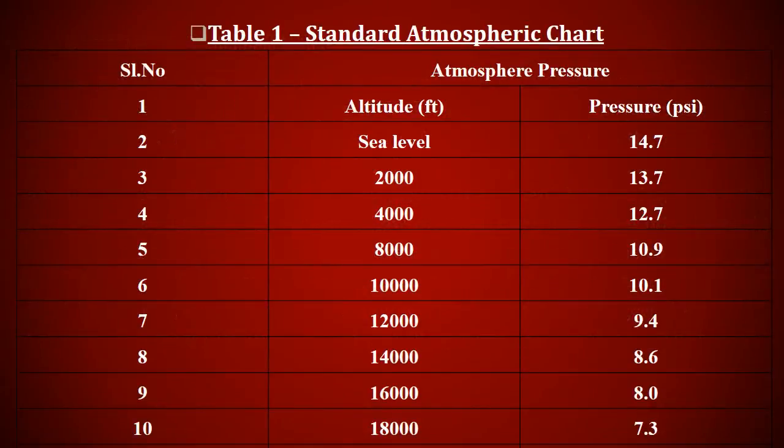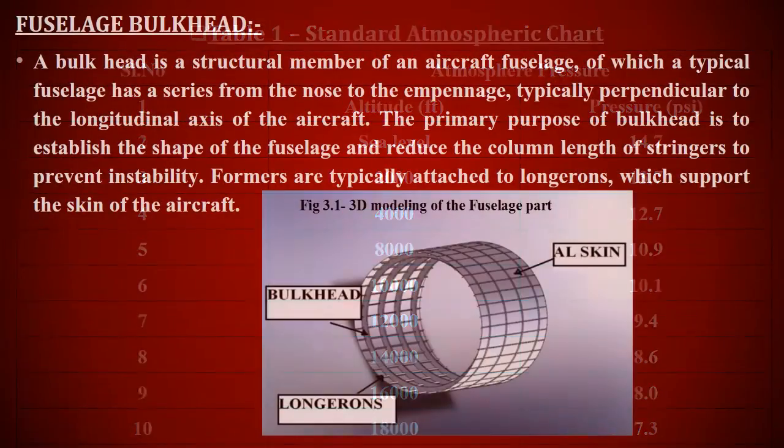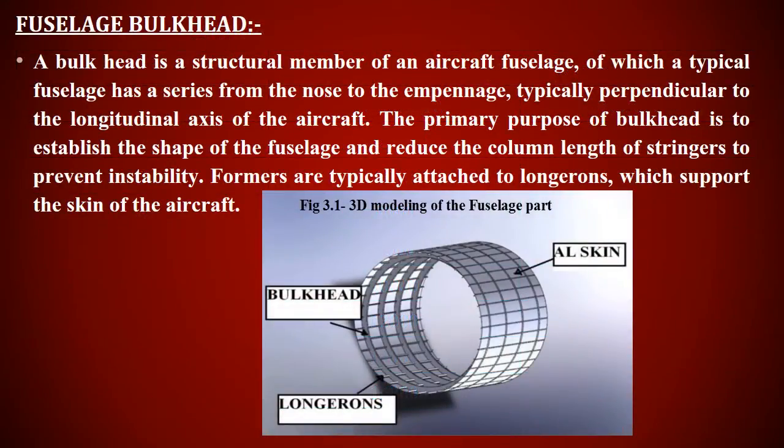There are some standard atmospheric charts which are common in every aircraft. There will be some altitude and some pressure. Altitude is the maximum height from the ground at which the flight is flying. So at sea level, the altitude is 0, and at that time the pressure is 14.7 psi.